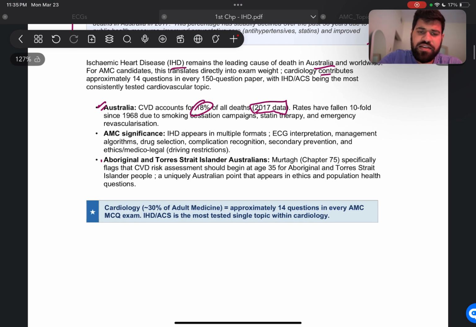And then ATSI population, it specifically flags that CVD risk assessment should begin at age of 35. In all ATSI or Aboriginal Torres Strait Islanders, it's always important that we start all the screenings earlier. We always consider the highest risk factor, and the ATSI group unfortunately comes under the high risk group for a lot of the diseases, including obesity, diabetes, then CVD, and a lot of other pathologies that we'll be talking about as well.